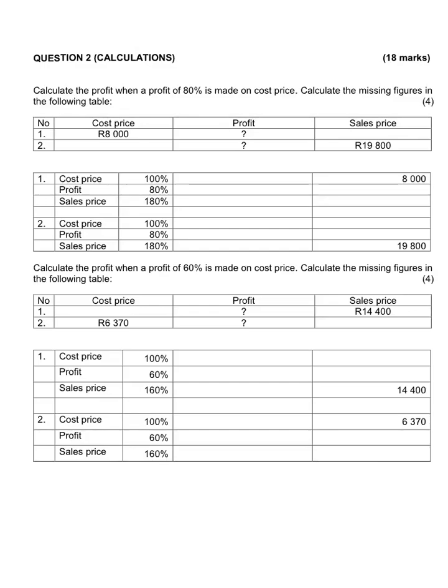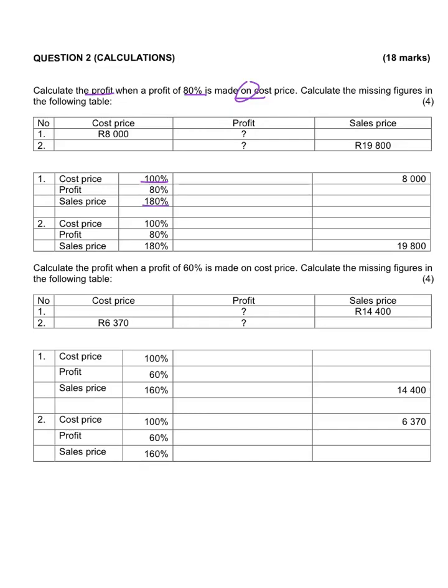Good morning. We will pay attention to calculations today. You have to determine the profit when a profit of 80% is made on cost price. If the profit is made on cost price, then the cost price will be 100, profit 80, sales price 180.